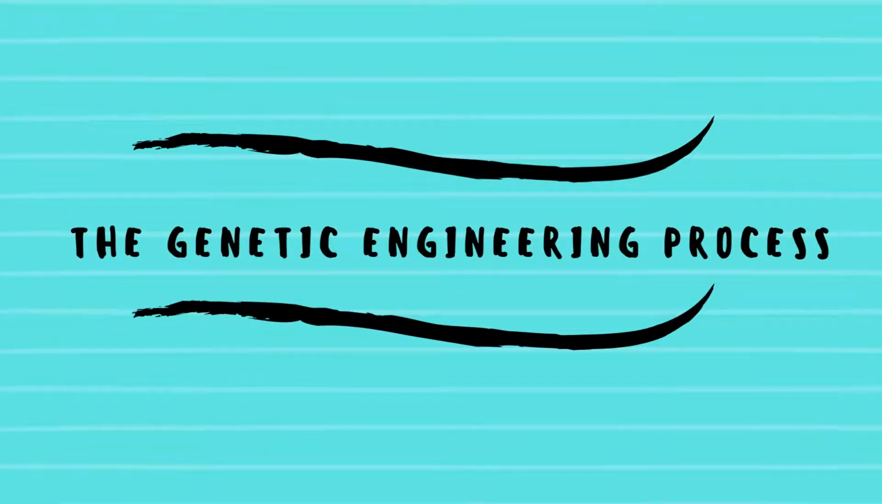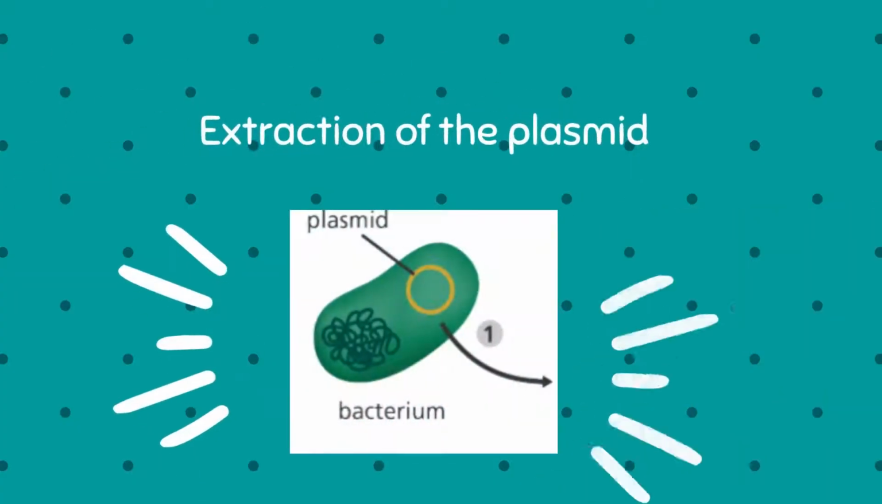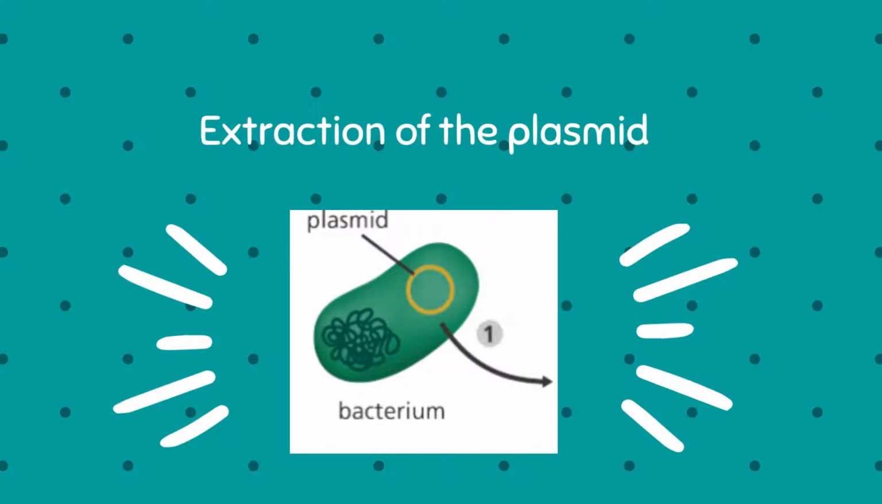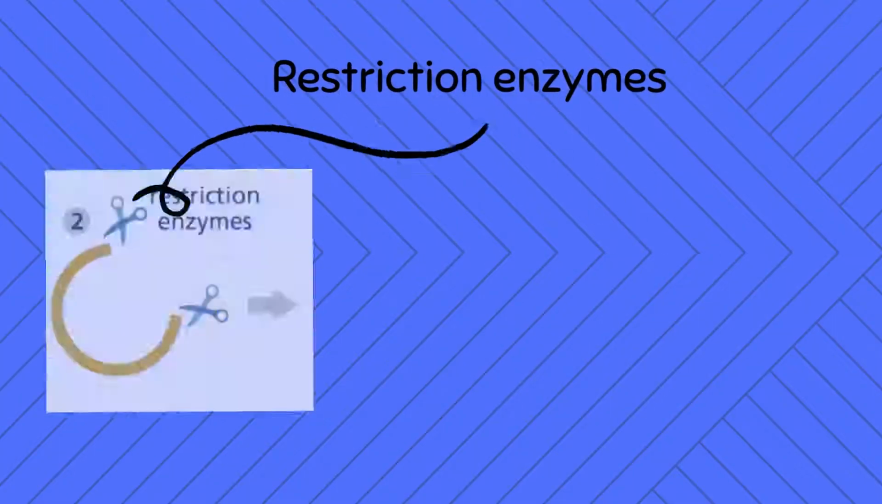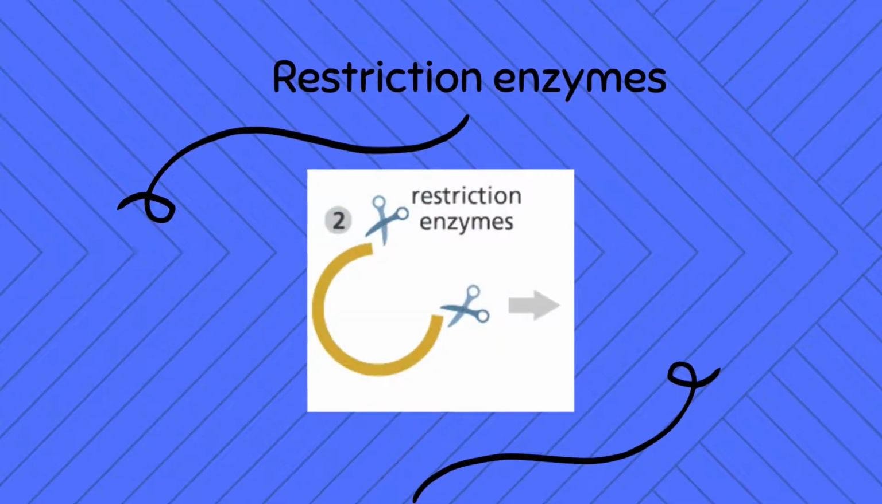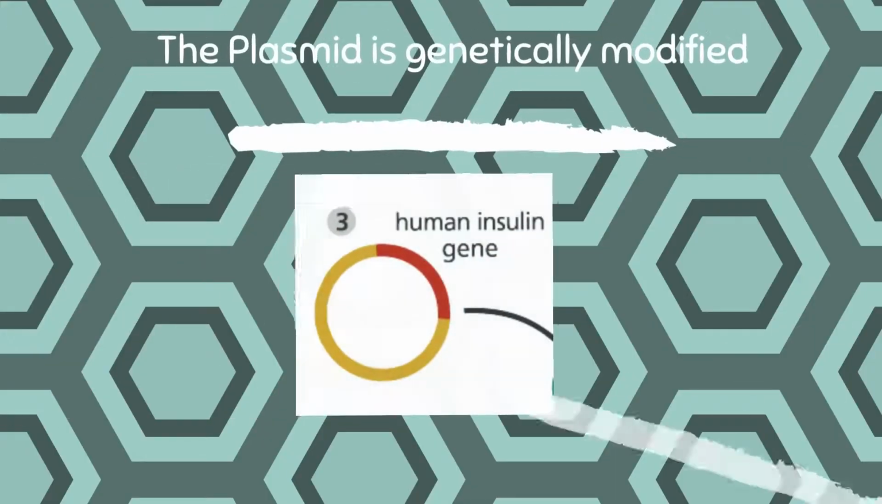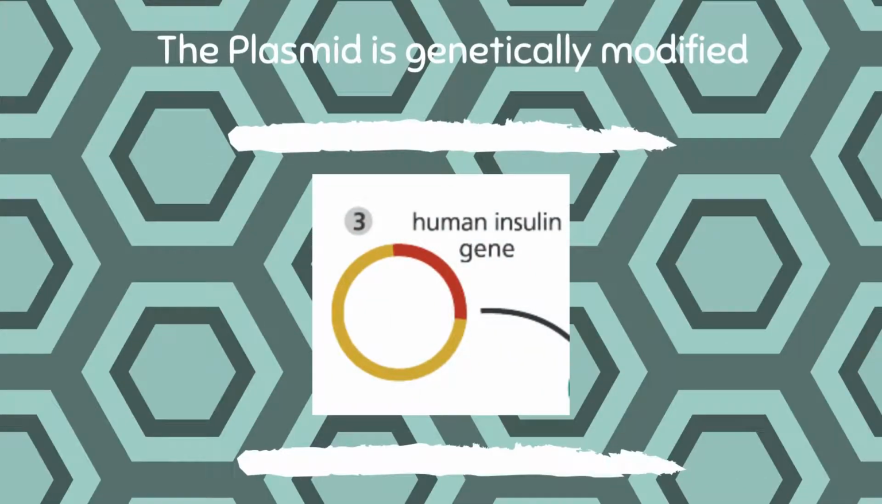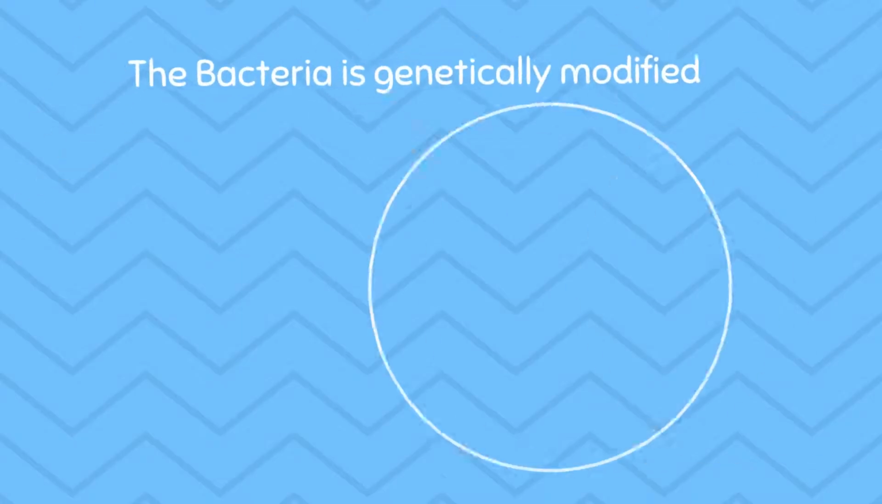Now I'm going to talk about the genetic engineering process. This is not always like this because it depends on the method that you are going to use and the thing that you want to achieve. A small piece of circular DNA called a plasmid is extracted from the bacteria or yeast cell. A small section is then cut out of the circular plasmid by restriction enzymes that are like molecular scissors. The gene for human insulin is inserted into the gap in the plasmid. This plasmid is now genetically modified.